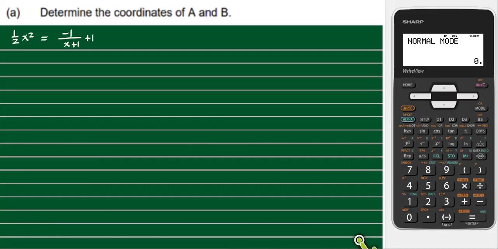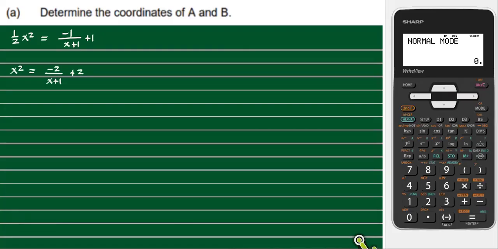All right, so one thing, I can multiply by 2 to clear up the denominator. I know last time I didn't multiply by 2. So we got x squared equals to -2 all over x plus 1, and then it will be plus 2.